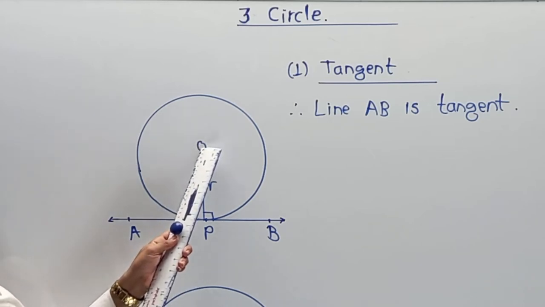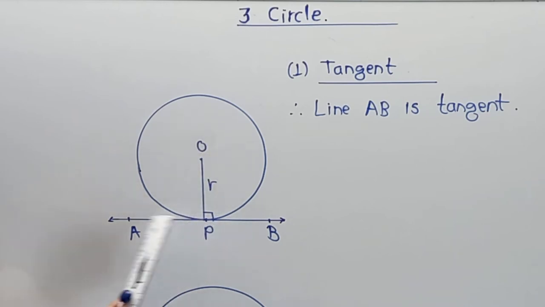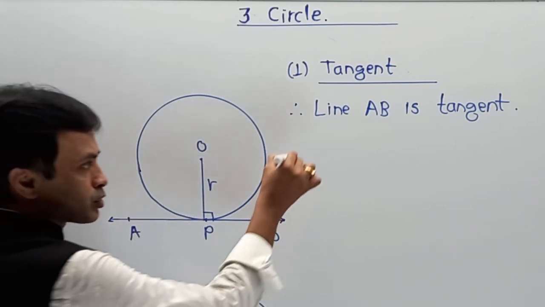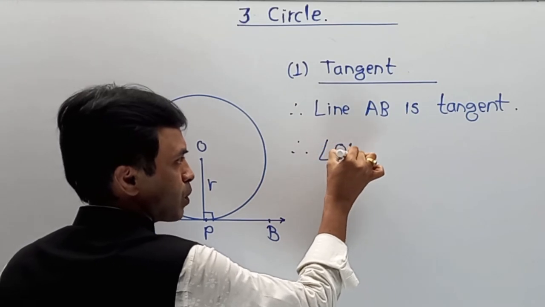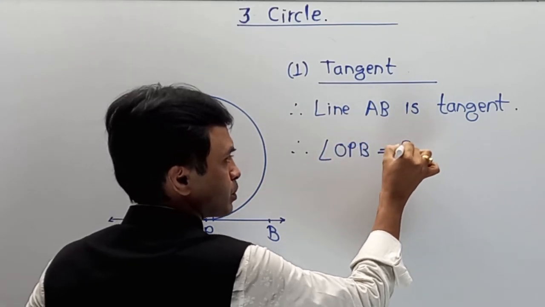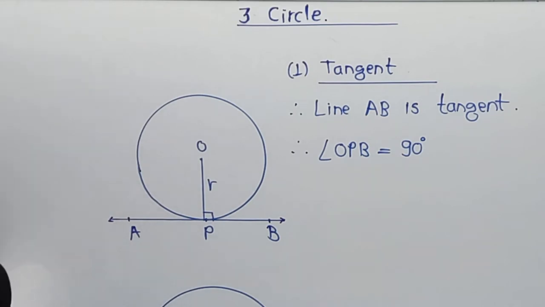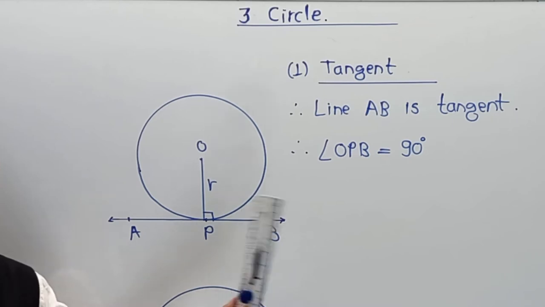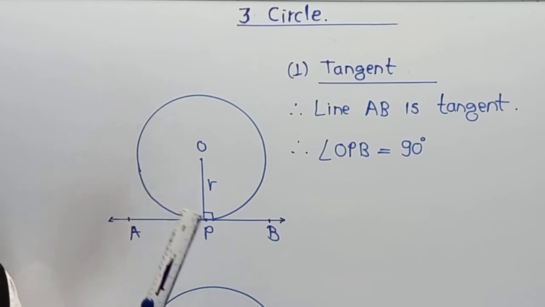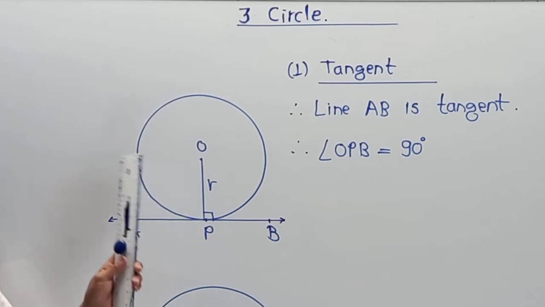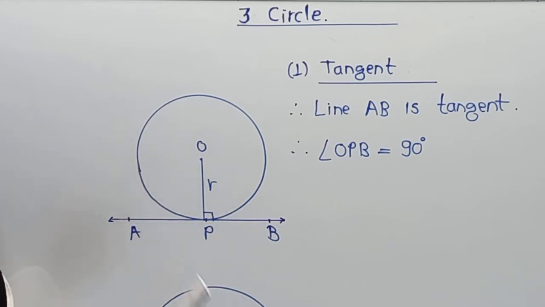Means you can say that angle OPB or OPA is always 90 degrees. So I am writing one of them, angle OPB is equal to 90 degrees, and that is the main concept over here. In the book they have given a statement, the angle between radius and tangent is 90 degrees, and that is true. Such kinds of theorems are there, and you must know that part. Now we have completed all the basic significance, and from tangent we are moving to the next property, and that next property is considered as a chord.